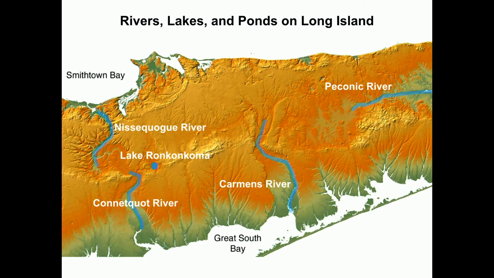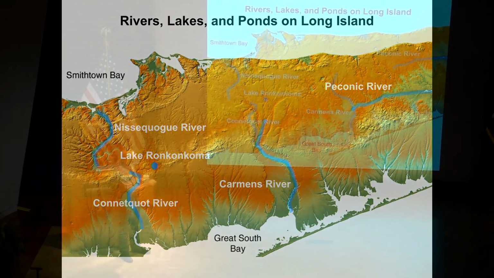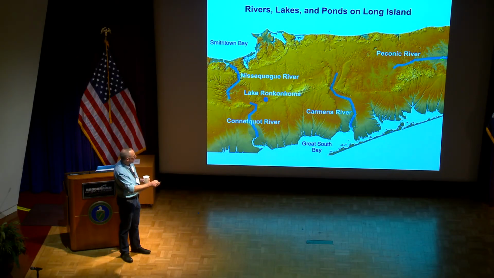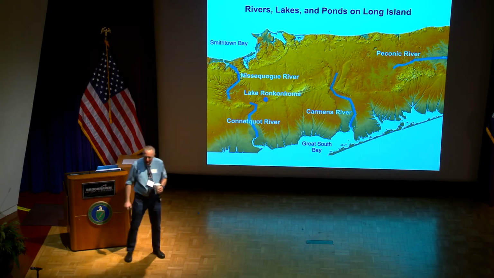All right, what about rivers, lakes, and ponds on Long Island? Rivers, lakes, and ponds on Long Island are the products of glacial deposition and glacial erosion. With one exception, really, and that's the Peconic River. The Peconic River is a normal river. It occupies a drainage basin between the Ronkonkoma Moraine and the Harbor Hill Moraine. Precipitation falling within that drainage basin is fed as groundwater into the Peconic drainage, and it exits into the bay.